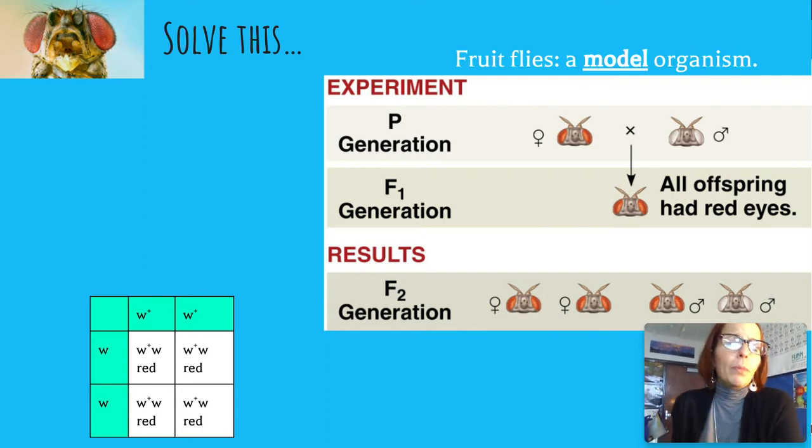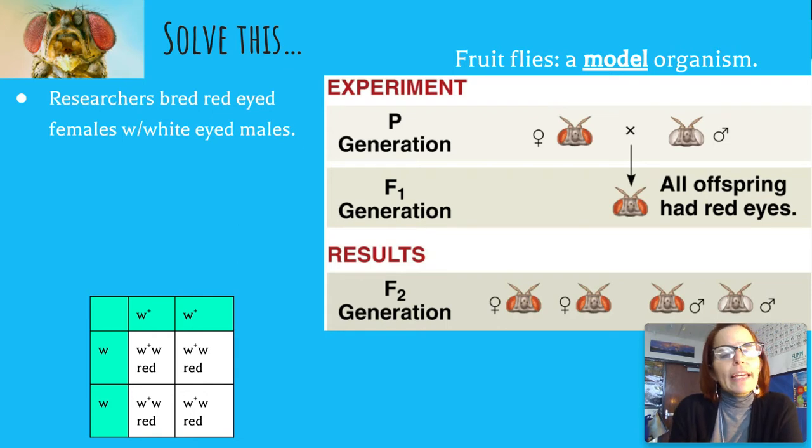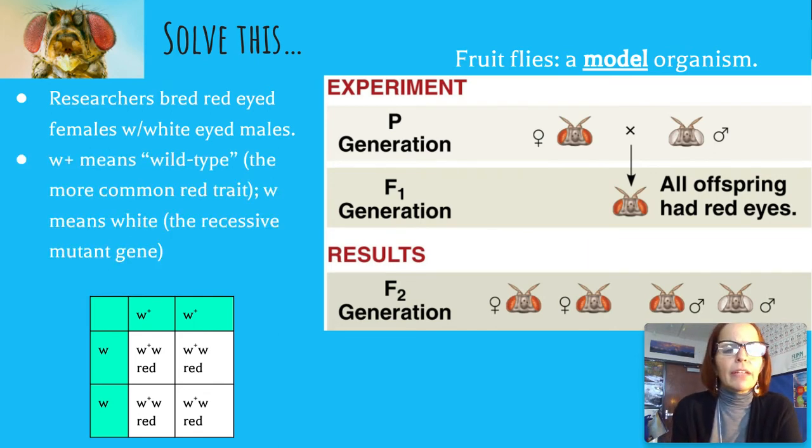So he did a whole bunch of experiments with hundreds and thousands of different fruit flies because it was very easy to breed them. So his team, Morgan in particular, bred red-eyed females with white-eyed males. And I have the Punnett square down there. So W plus, the plus sign means wild type. And the wild type is the more common trait. And in this case, it's the dominant trait. W means white, and that's the recessive trait.